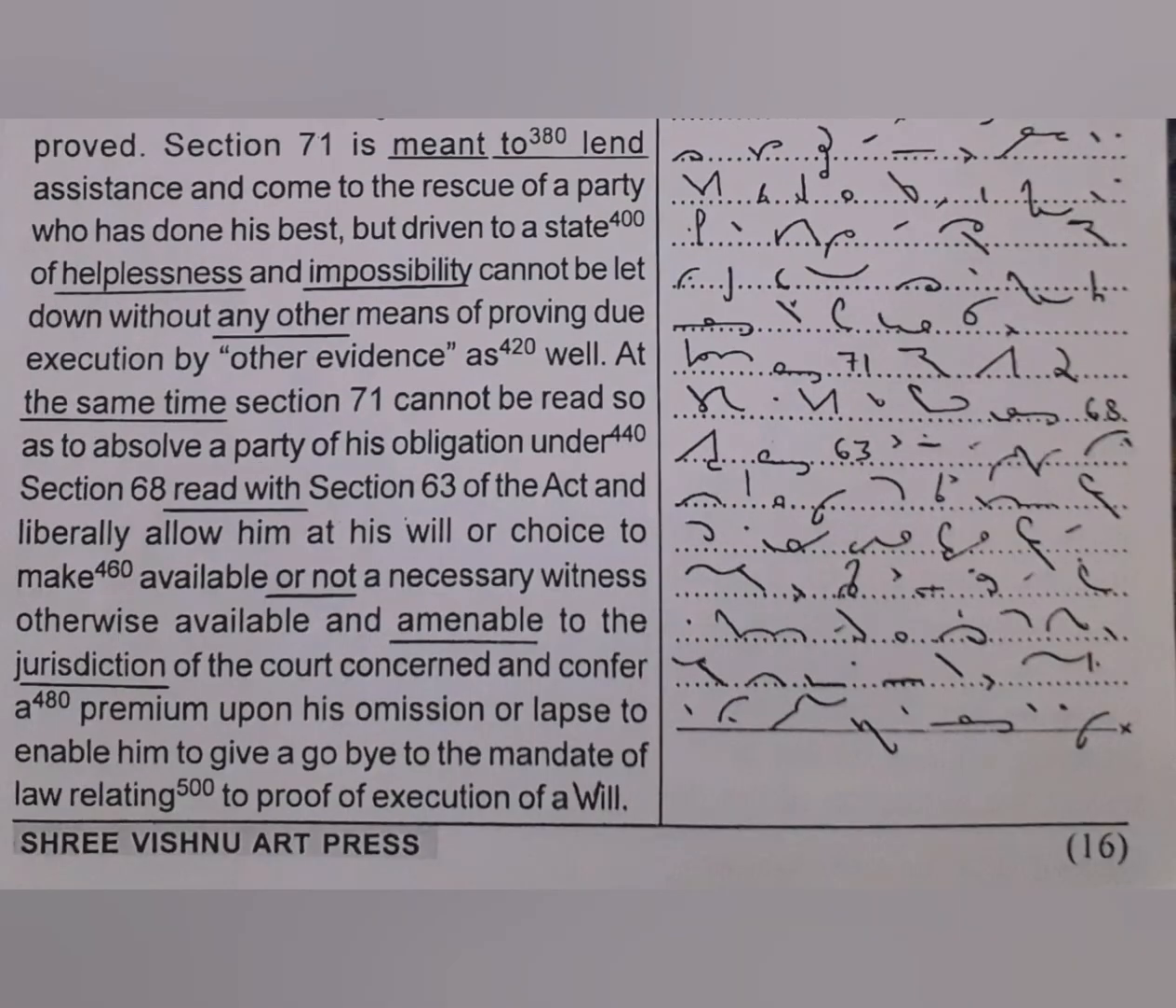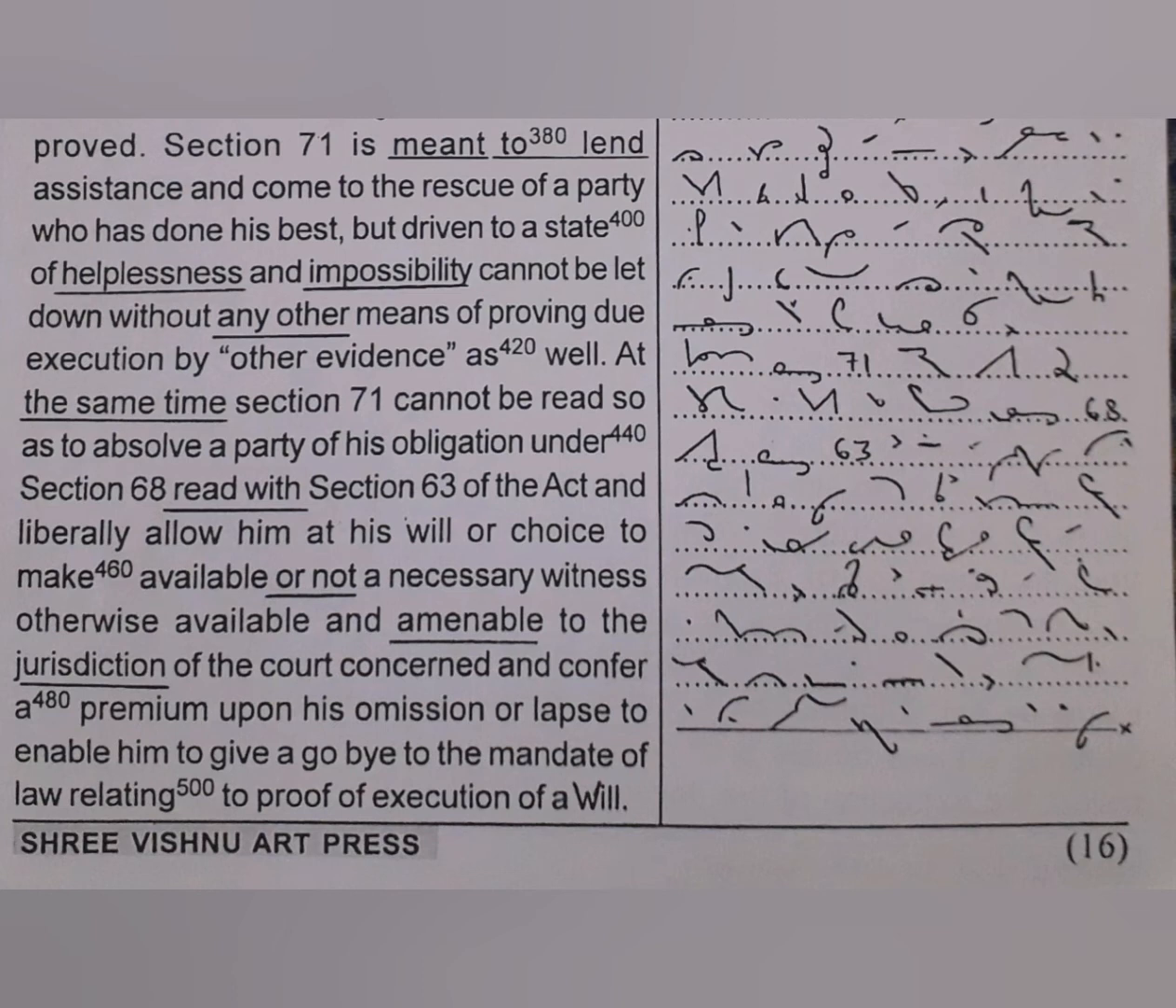Section 71 is meant to lend assistance and come to the rescue of a party who has done his best but driven to a state of helplessness and impossibility cannot be let down without any other means of proving due execution by other evidence as well.